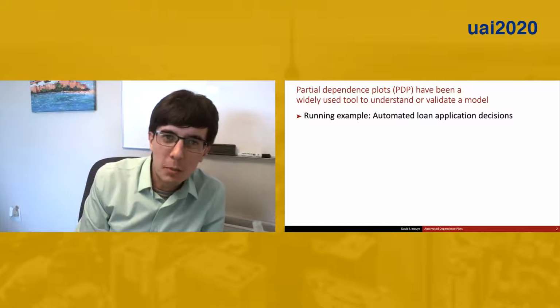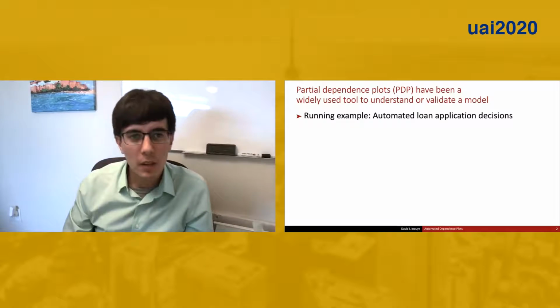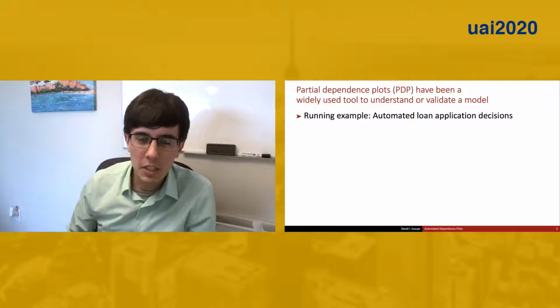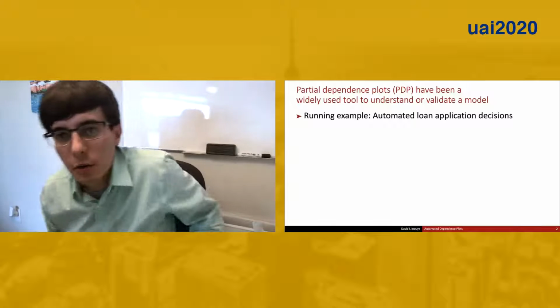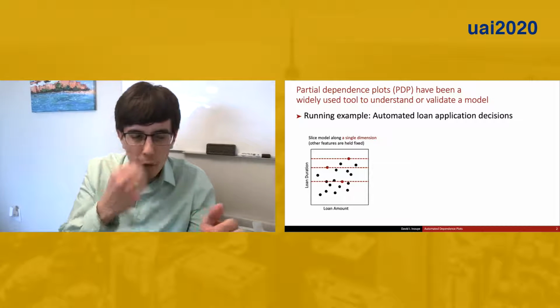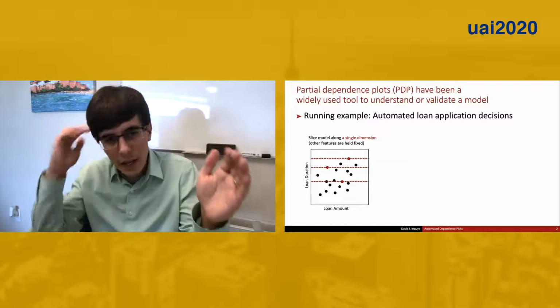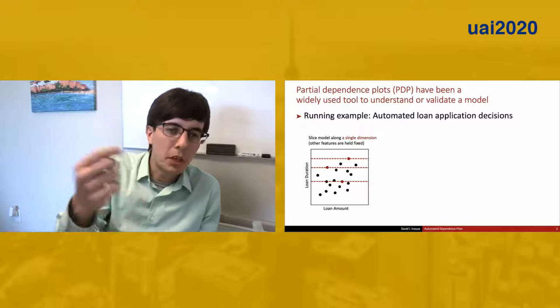Partial dependence plots have been a widely used tool to understand and validate a model. As a running example throughout this presentation, we'll talk about automated loan application decisions. From a simplified viewpoint, we might think about loan amount on the x-axis and loan duration on the y-axis, and each point is an application.